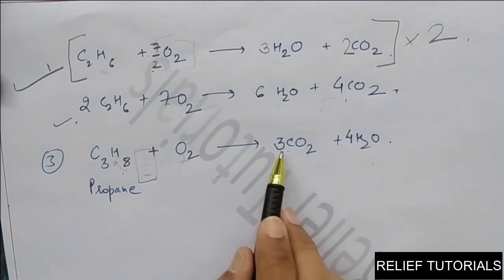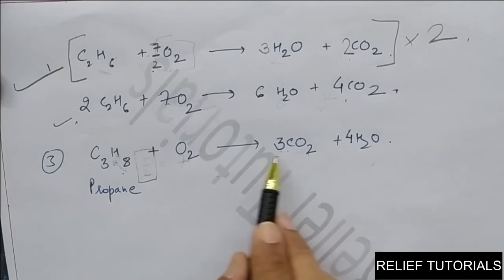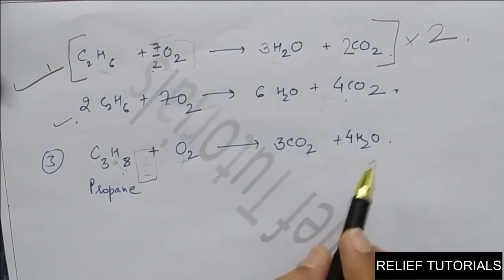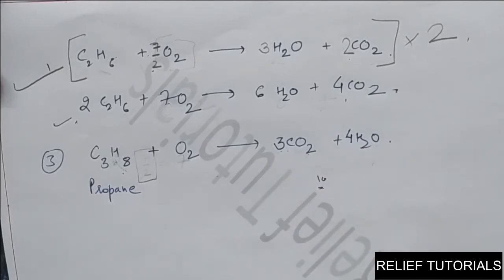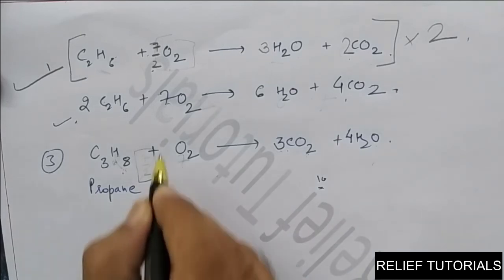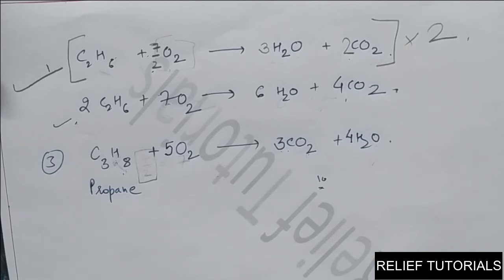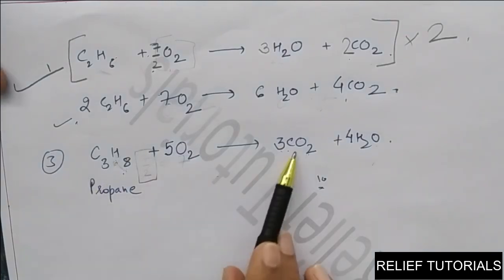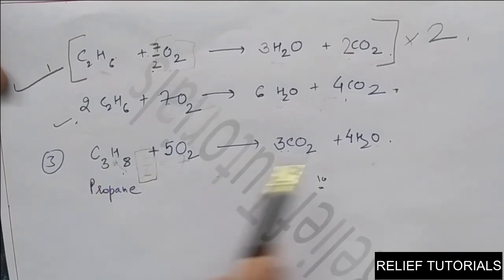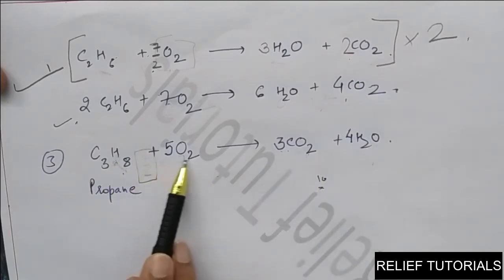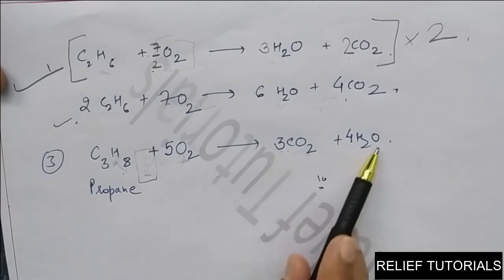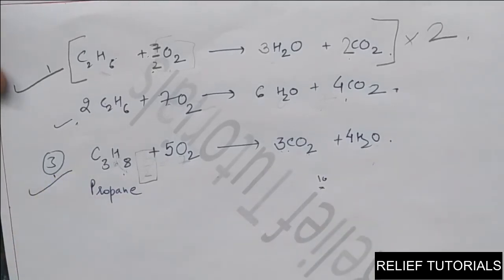Here 3 2s are 6 oxygen and 4 here. So totally 10 oxygens are here. Here only 2. So multiply by 5 and it forms 10. Okay. So C3, C3, H8, H8, O10, O6 plus 4, 10. Balanced.